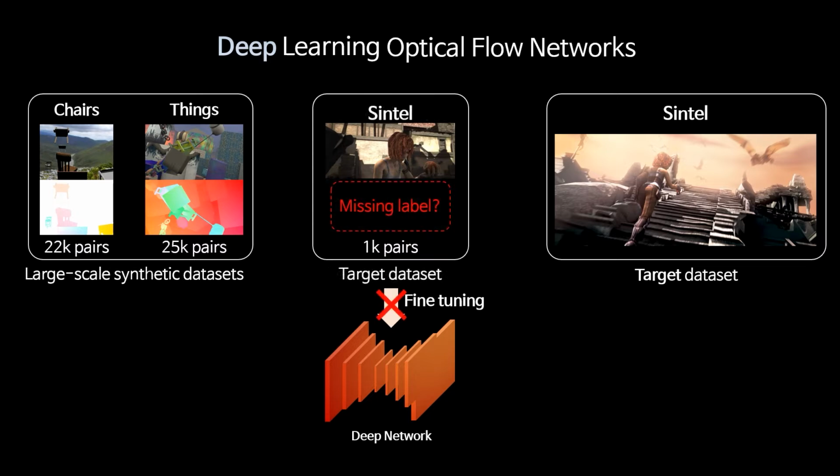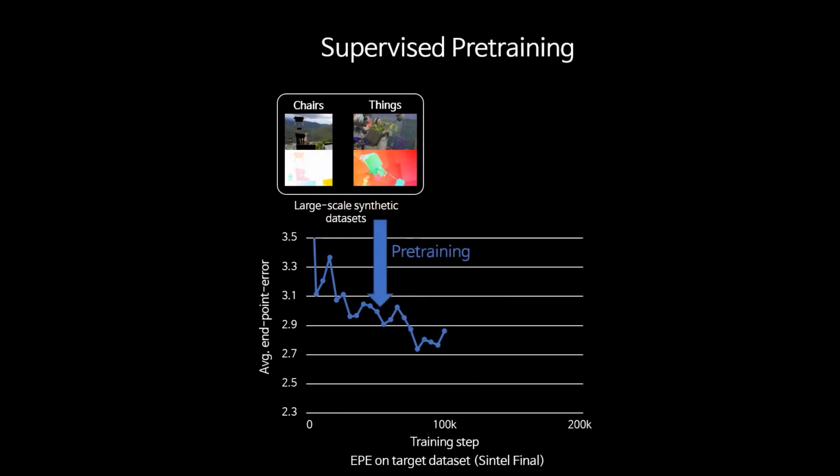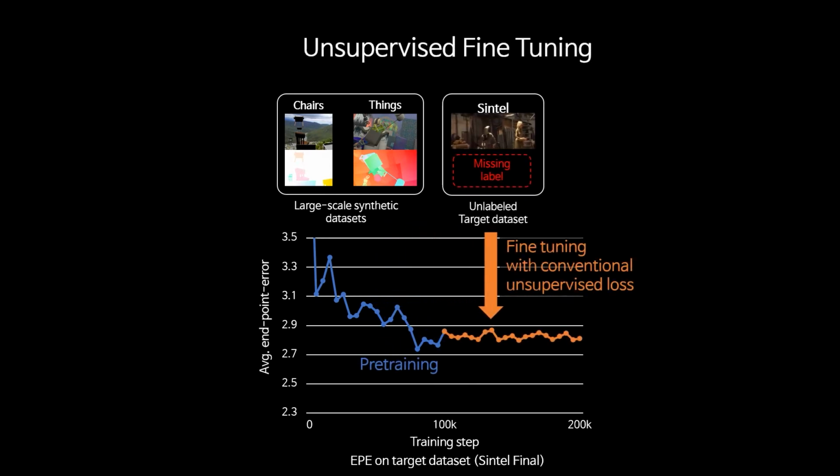However, we can't use supervised fine-tuning if we don't have labels on the target dataset. Then, how can we get better accuracy on the target dataset without labels? This graph shows the pre-training step and the error on the target dataset, Sintel. In this case, we can possibly choose the conventional unsupervised loss. However, it doesn't improve the pre-trained network on the target dataset, as seen in this graph.